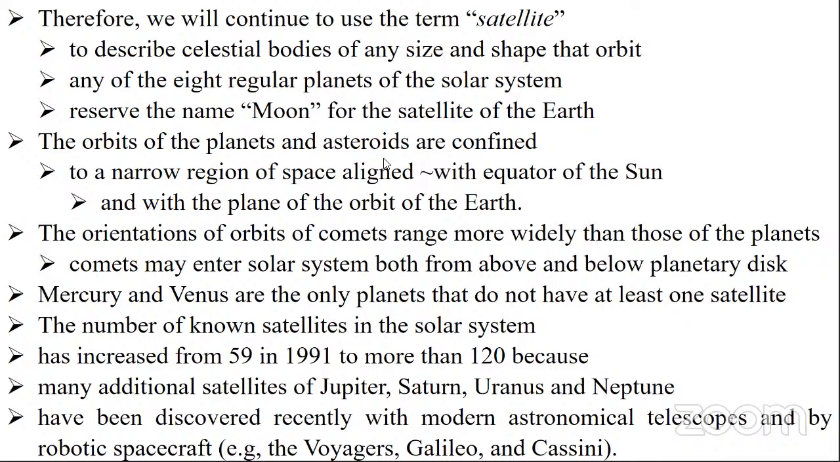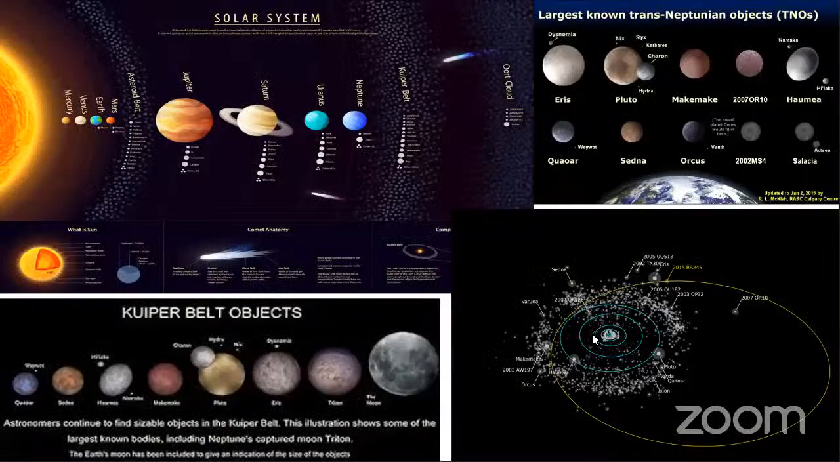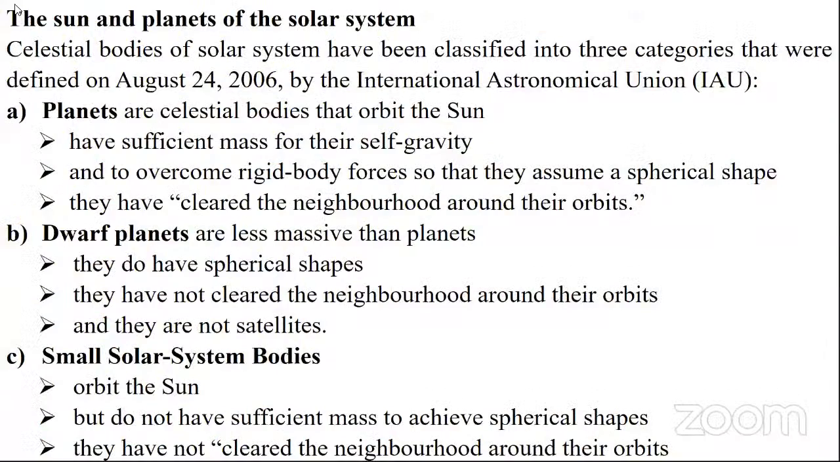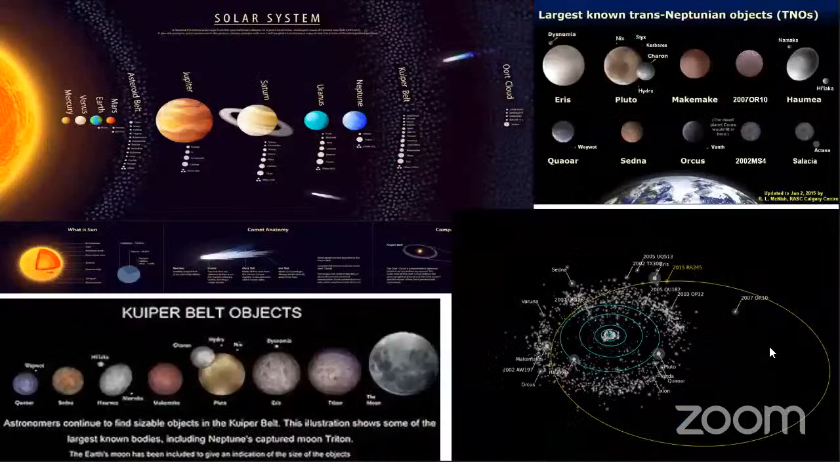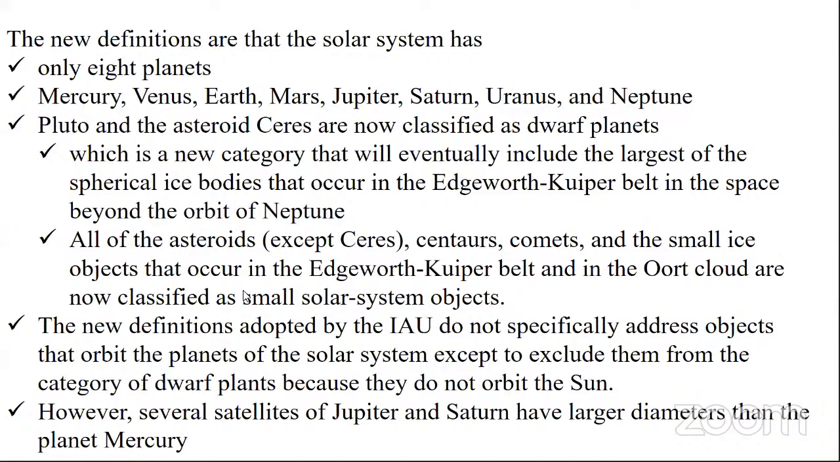Actually, the orbits of these planets and asteroids are confined to a narrow region of space aligned roughly with the equator of the Sun, almost parallel to the equator of the Sun. For example, here, see that it has to go along the equator only, where you can see the belt. You can't expect this belt somewhere else. It should be parallel with the equator, with some tilt. That is what we are expecting.